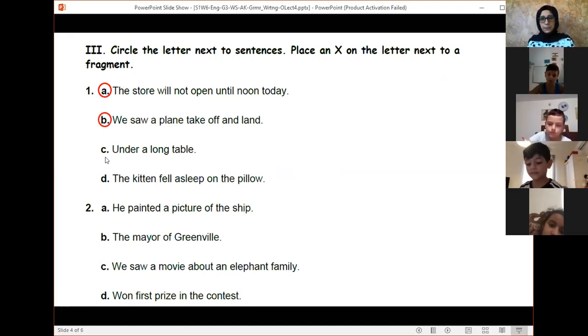Read C. Under a long table. What is this? It is a fragment. Thank you. Bravo. So I put an X. Yalla, the last one. The kitten fell asleep on the pillow. Sentence. Excellent. That's a sentence. Bravo. Okay, so now I will move on to the writing.